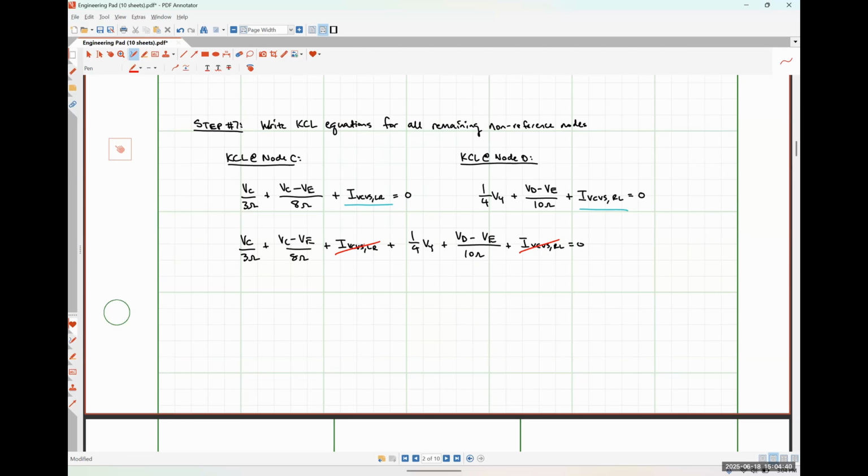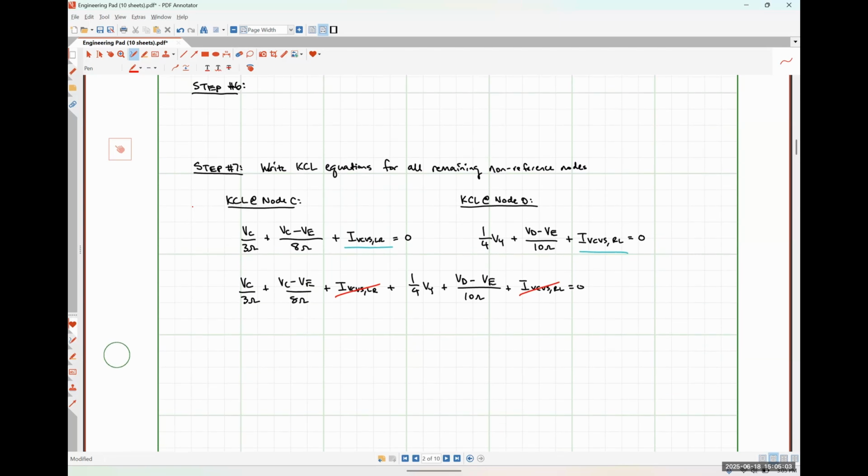So now I've gotten rid of those two extra unknown quantities. There's nothing wrong with this particular approach, but there's a smarter way to do it, okay? And so now I'm going to introduce you guys to the concept of a supernode, and we're going to go back to some of those skipped steps.